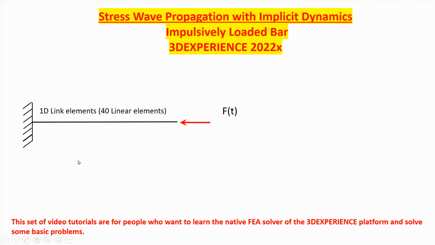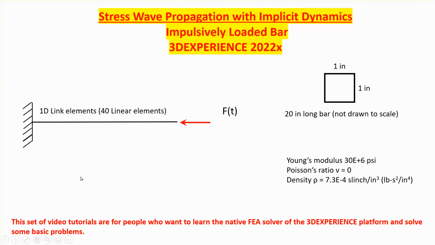We will be solving the problem with bar elements or beam elements, but it can be done in other types of elements such as shells and solids. But here we're going to do bar elements. We are assuming that the cross section of the bar is 1 square inch. Because it is a bar, it really doesn't matter what the shape is. What is important is the actual cross-section area. Now, 20 inches long, this is not drawn to scale.